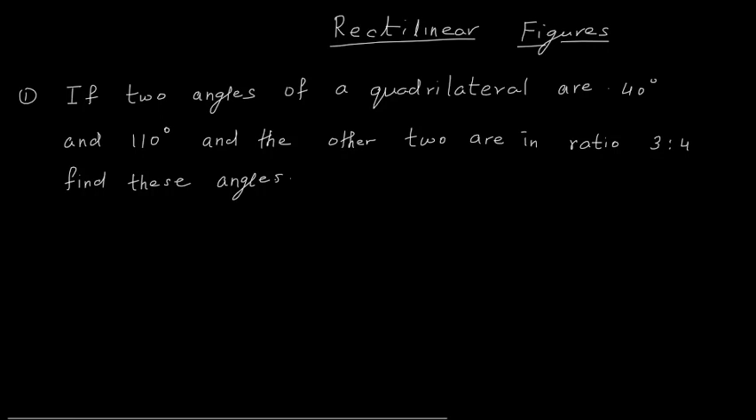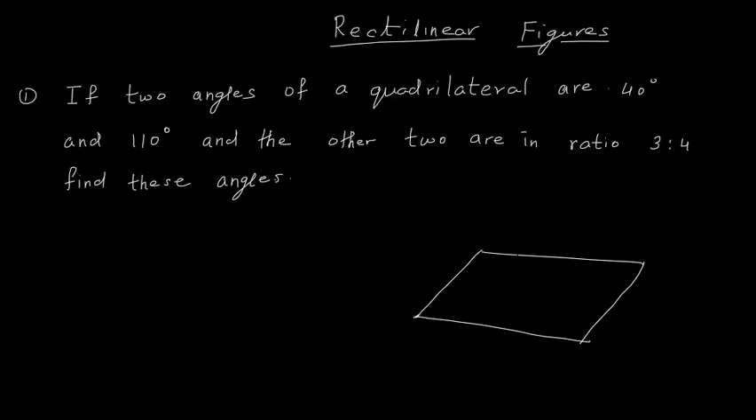First problem: if two angles of a quadrilateral are 40 degree and 110 degree and the other two are in ratio 3 ratio 4, find these angles. So, let us draw one quadrilateral. Suppose the quadrilateral has one obtuse angle and one acute angle, something like this. Say A, B, C, D.